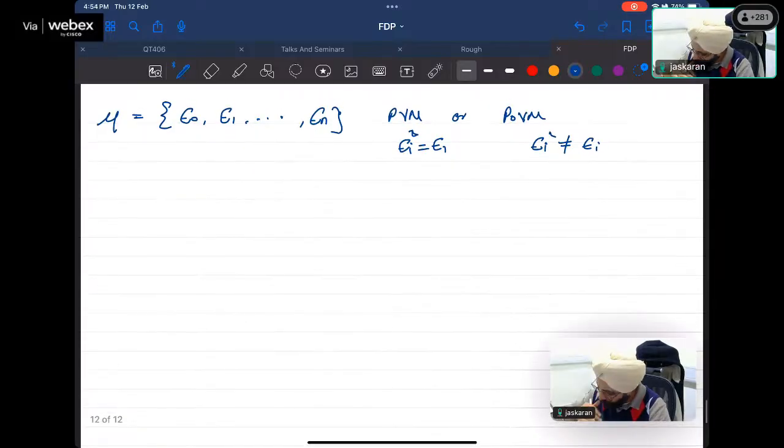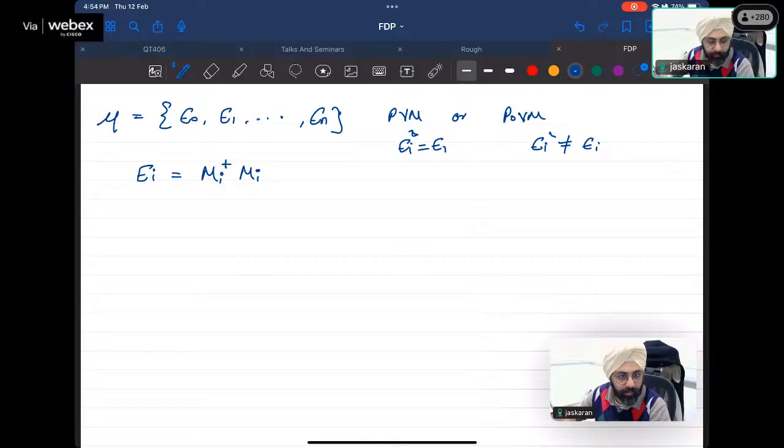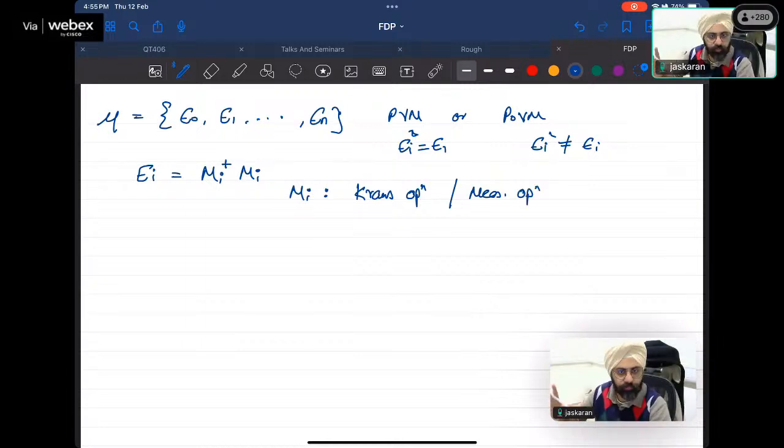What we need to do is, for each of these operators Ei, we need to decompose it into the following form: Mi dagger Mi. So we need to figure out the measurement operators Mi. These are in general called Kraus operators or measurement operators, depending upon what context you use. Sometimes the denotations are used interchangeably.